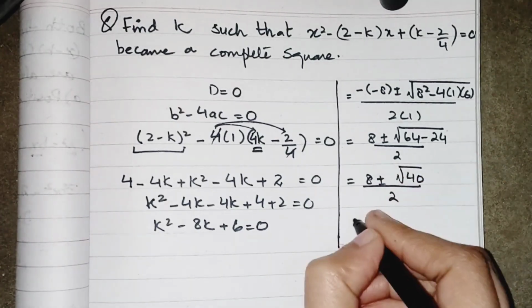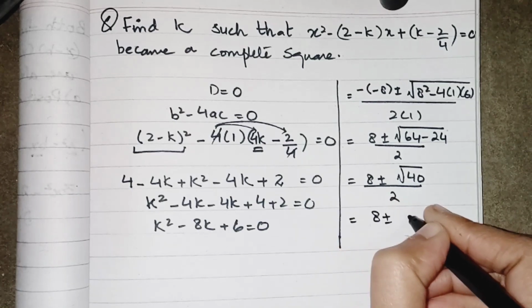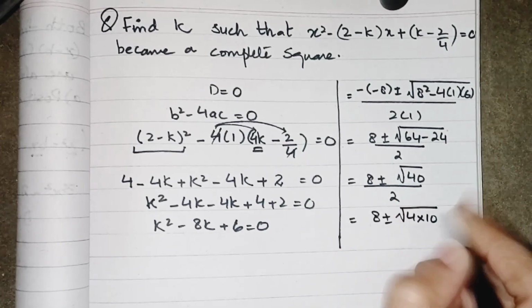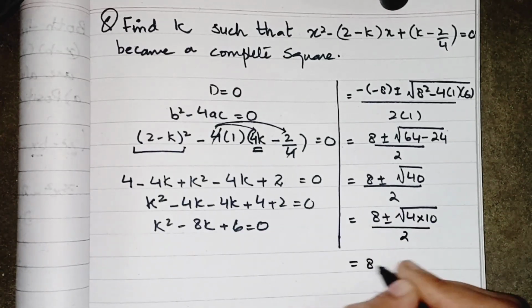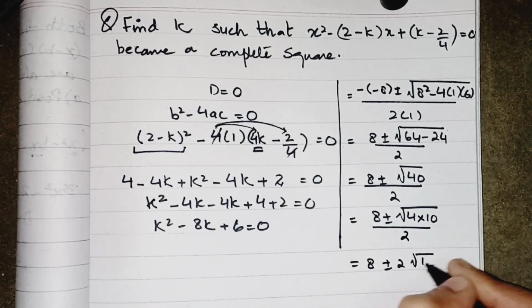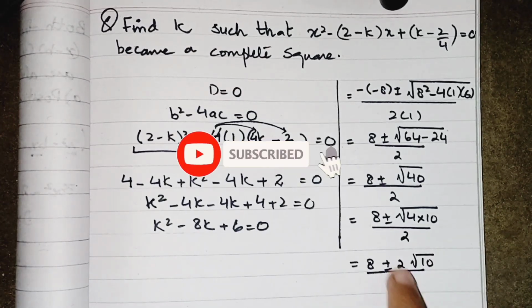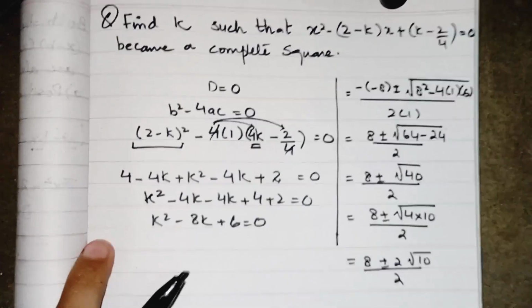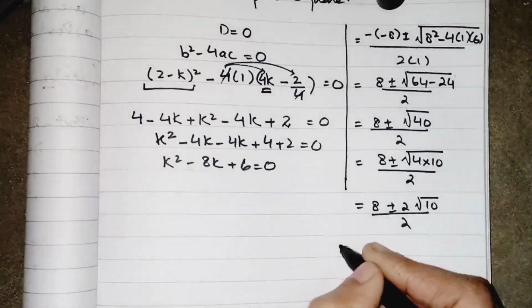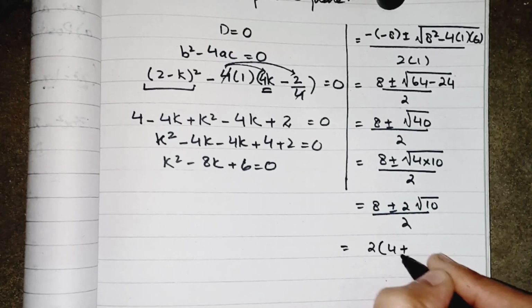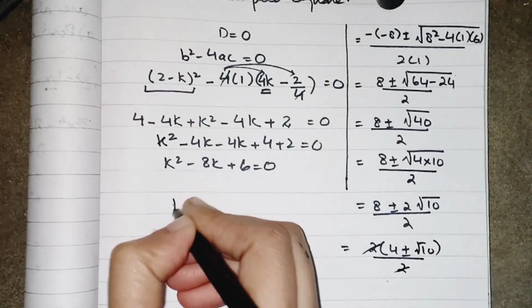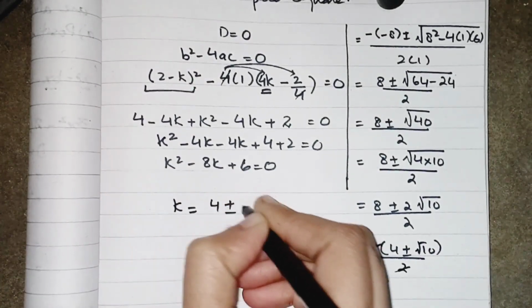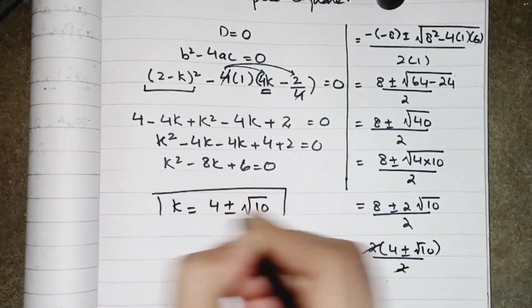Now the factors of 40: 4 into 10 results in 40, and 4 is a perfect square, so we can write it as 8 plus minus 2 root 10 upon 2. Both 8 and 2 are multiples of 2, so taking 2 as common, 4 plus minus root 10 upon 2. So the value of k will be equal to 4 plus minus root 10.